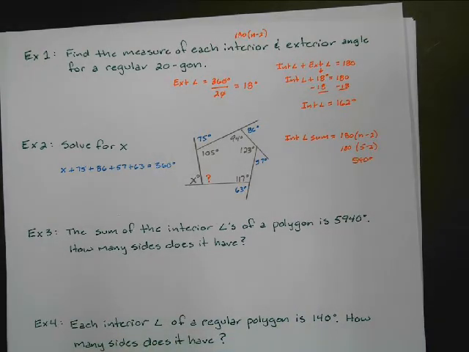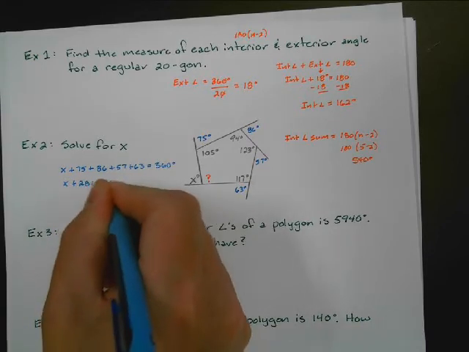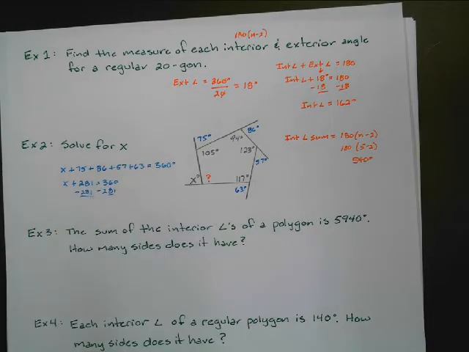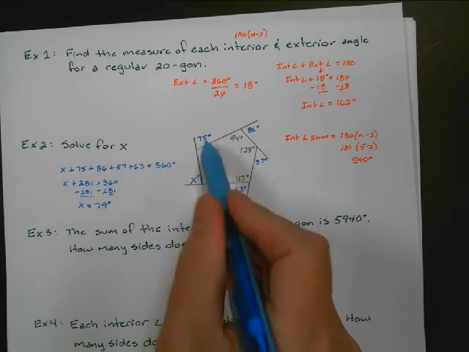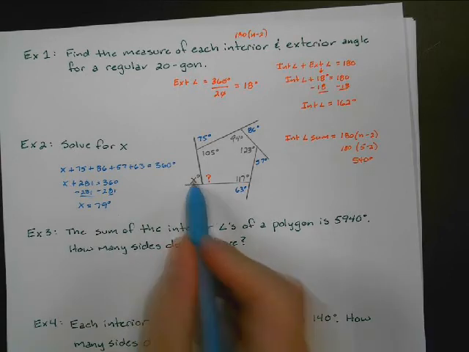So I would add all those numbers together. So I haven't done that yet. I probably should have done that ahead of time. So 75 plus 86 plus 57 plus 63 equals 281. So this would be x plus 281 equals 360. Then I can subtract 281 from both sides. And I get 360 minus 281, I get 79. So there's one way to solve for x. Find all these exterior angles and then subtract them from 360. And what you're left with is our last remaining angle.